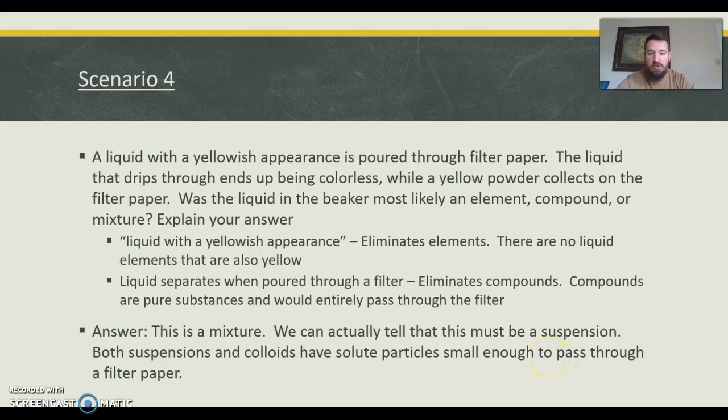So when it says it has a yellowish appearance, I knew it's not an element, right? Because we said before there's only two elements that are liquid at room temperature, bromine and mercury, and neither of them is yellow.